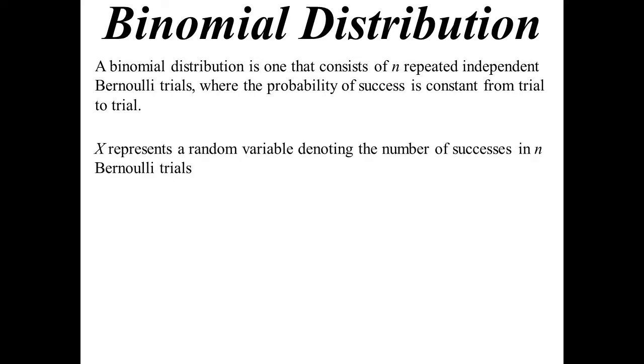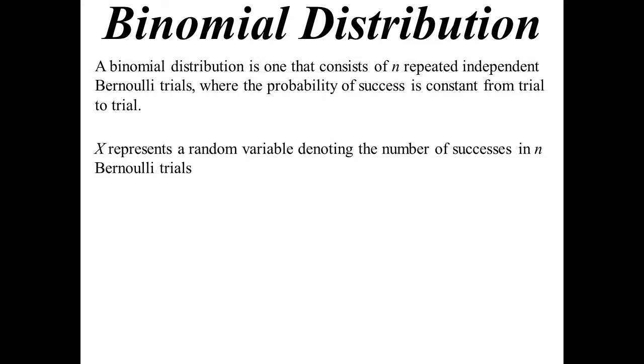So let's now look at the binomial distribution. Yesterday we talked about binomial probability. Now, binomial distribution is when you do several Bernoulli trials, and each one of those would have a binomial probability. So X will represent the random variable denoting the number of successes in these Bernoulli trials.